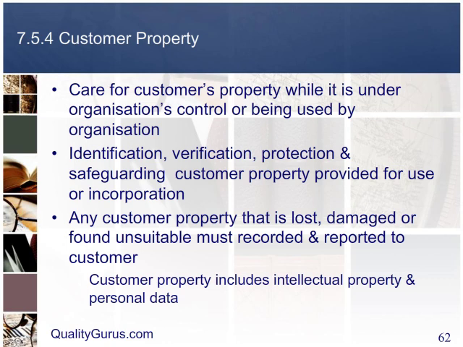This clause is related to the product provided by the customer to the organization for inclusion in the final product. The organization will take care of customer-supplied product while it is under the organization's control. This product will be identified, verified, protected, and safeguarded. If during this process, the customer-supplied product is lost, damaged, or found unfit for use, the organization shall inform the customer about it, and keep a record of it. Customer product is not necessarily a physical product, it could be intellectual property, or personal data.